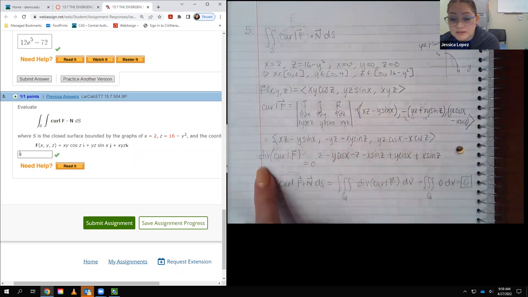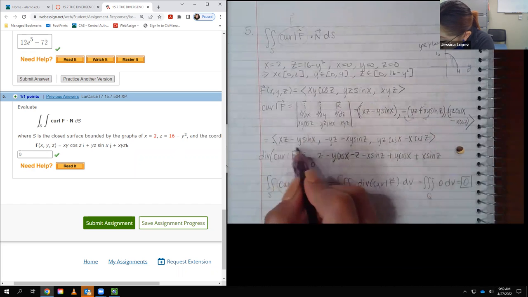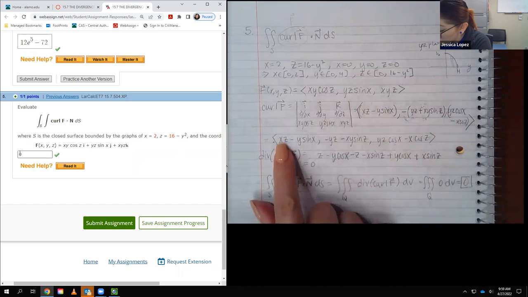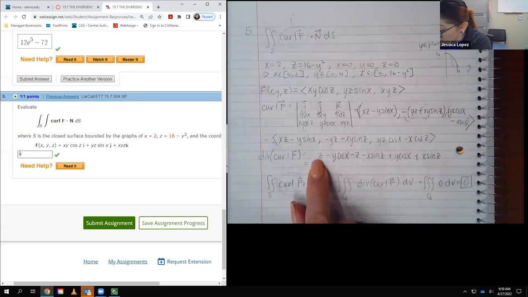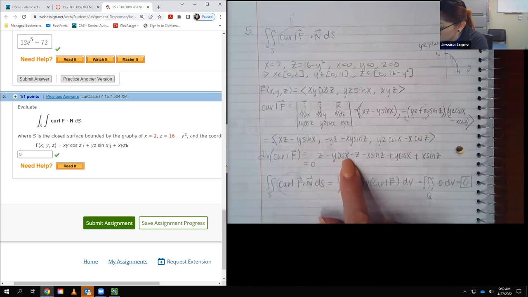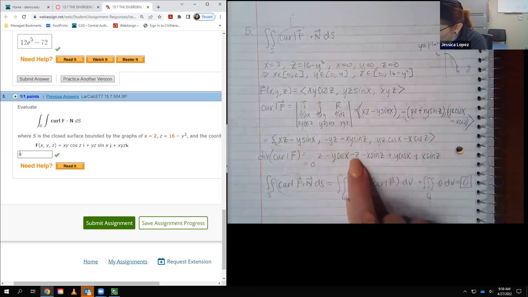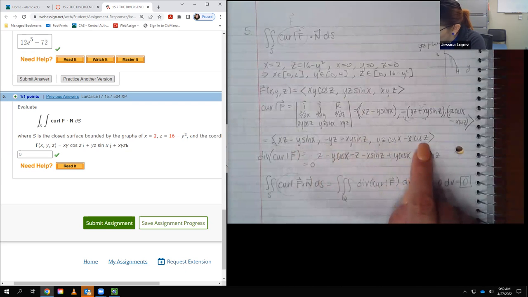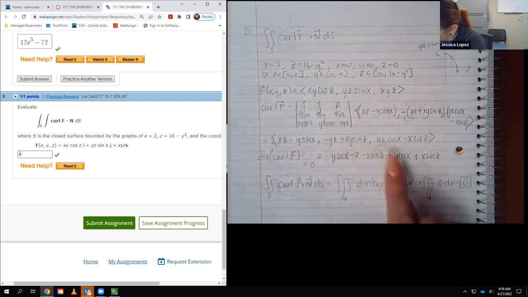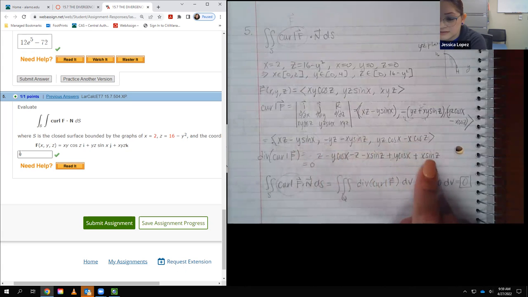Now, in order for me to find the divergence of this, I'm going to take the derivative of this with respect to x. So the derivative of this term with respect to x is z. The derivative of this term with respect to x is negative y cosine x. Then I'm going to do the derivative of this term with respect to y. So I end up with negative z, and then I end up with negative x sine z. Then this term, the derivative of it with respect to z, so I end up with y cosine x, and here that turns into negative sine. So I have a negative and a negative makes plus x sine z.